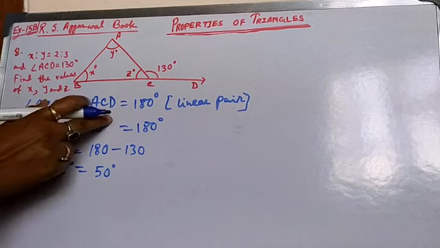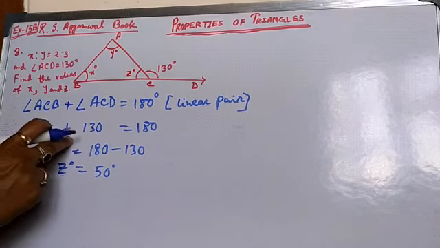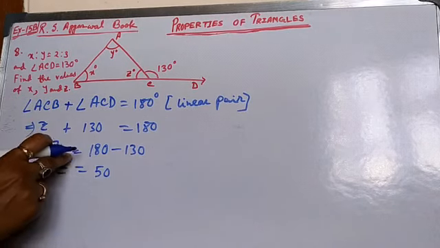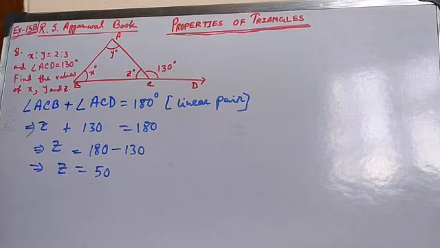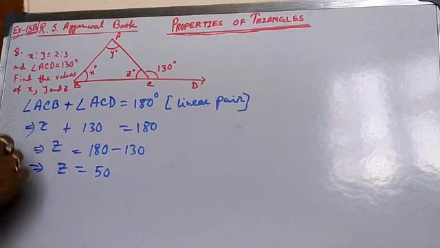Degree we can give or not, no need to give. In the first line that is okay, but from next line we need not give the degrees.